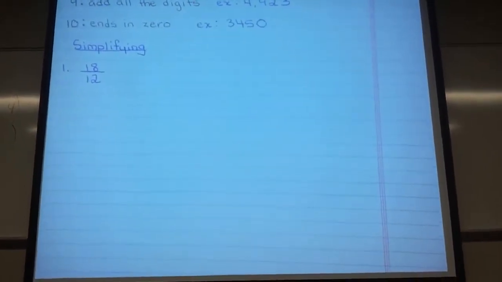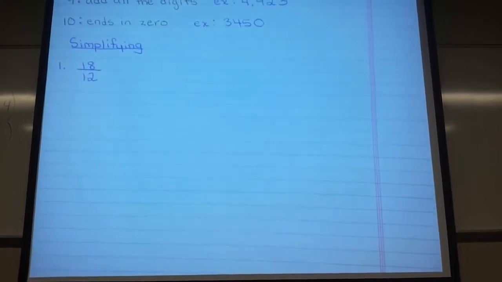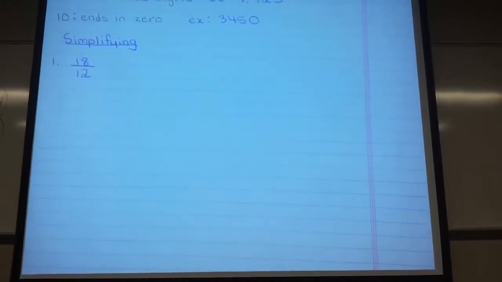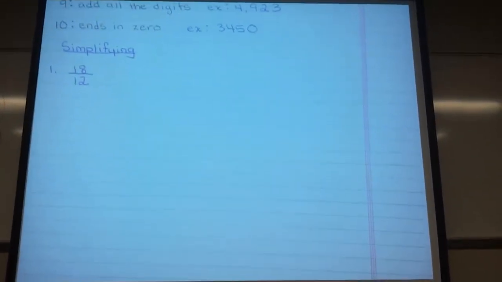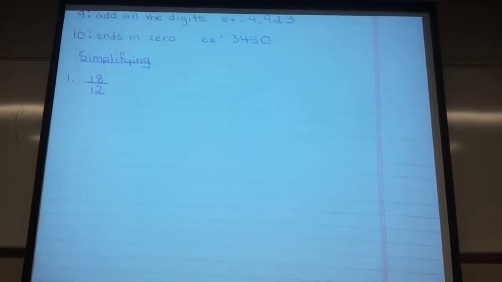I just need to think of a number that can go into both of them. Can you think of a number? 6. 2 works, 3 works, but if you choose 2 or 3, you're going to have to do more work. You always want to try to pick your largest number, but you're not wrong if you pick a smaller one. You just have to do it a couple more times.